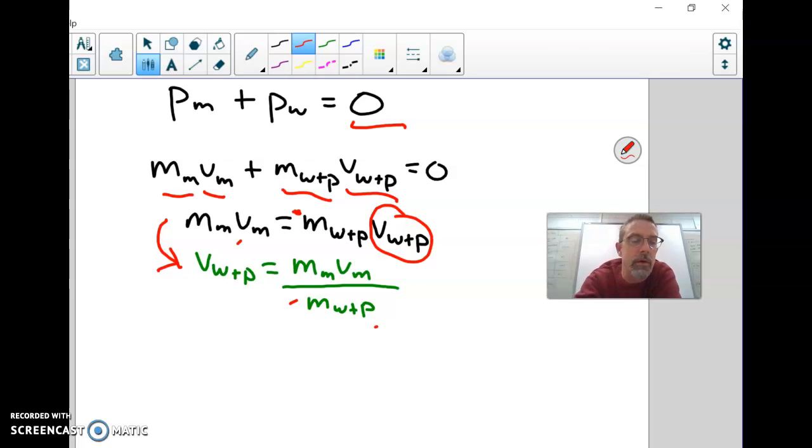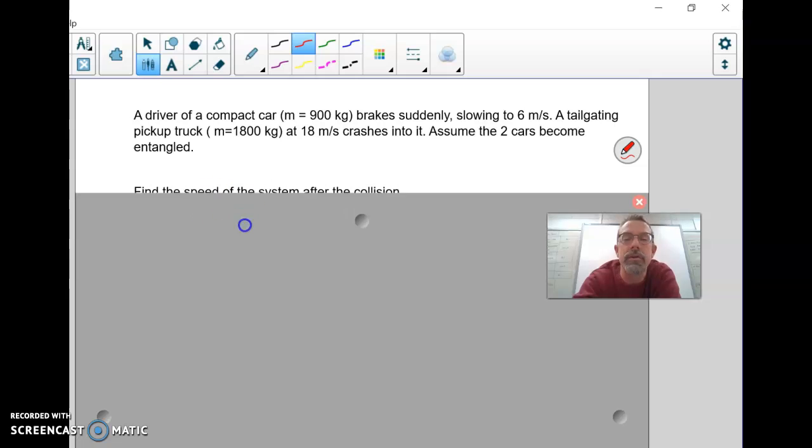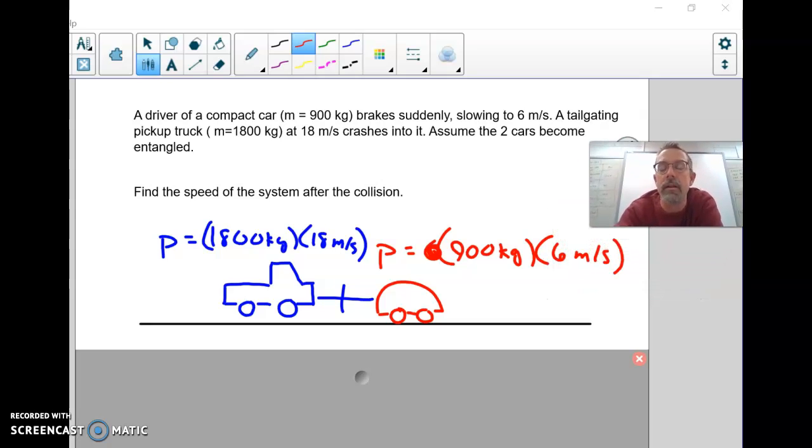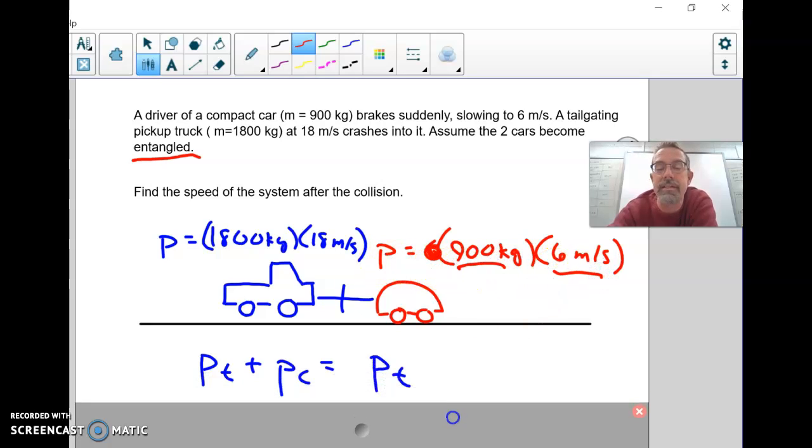Okay? So here's another problem. This time we have two objects that are going to collide, but now it's going to be an inelastic collision because they become entangled. They are going to stick together. We've got a truck moving with a velocity of 18 meters per second, mass of 1,800 kilograms. It collides with a smaller car at a slower speed. They're going to stick together.